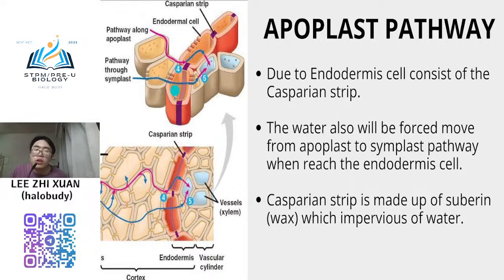So the water molecules are forced out before they enter the root xylem. They need to be forced into the plant cell, pass through the symplast pathway and then go to the root xylem. If not, the water molecule cannot pass through. Why? Because of the presence of the Casparian strip.